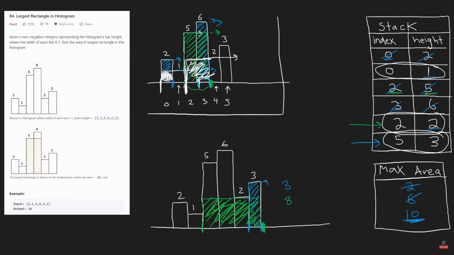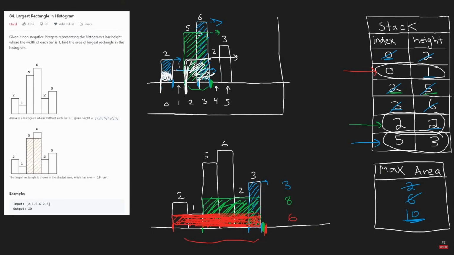The last element in our stack, index 0, height 1. That tells us it started all the way back here at index 0, and it extended all the way to the end of the histogram. So from 0 to the end is a width of 6. The height was 1, so the area it created was 6. This 6 is not greater than our current max area of 10 either, so the max area at the end is 10. So that's the result, 10.